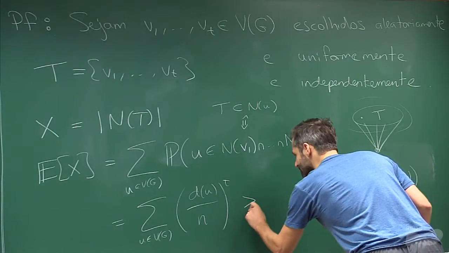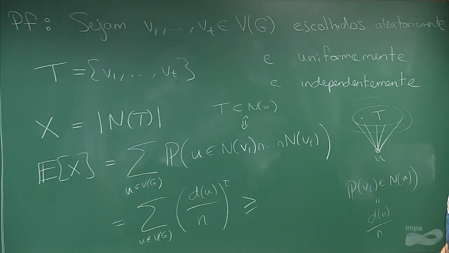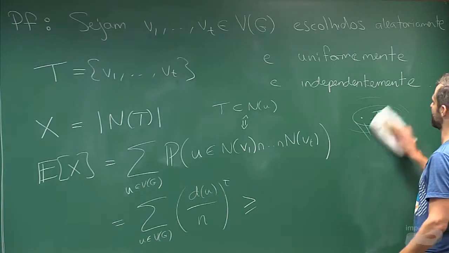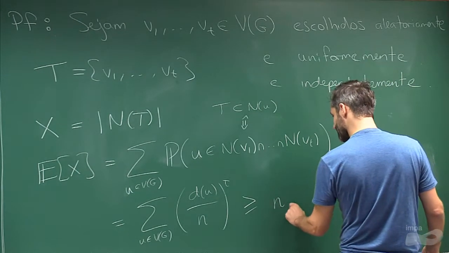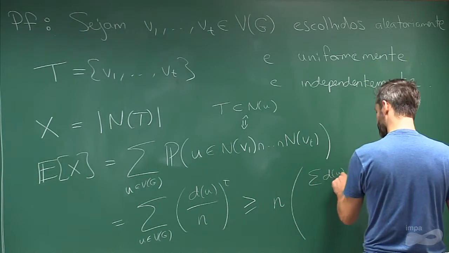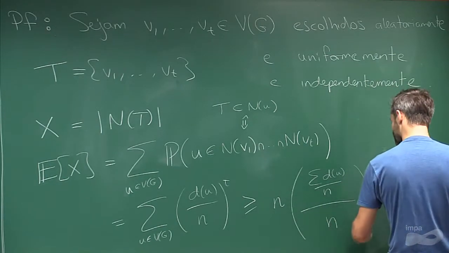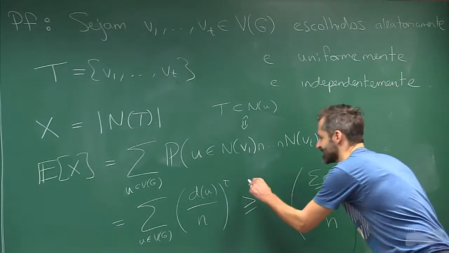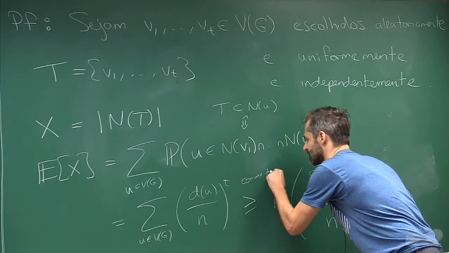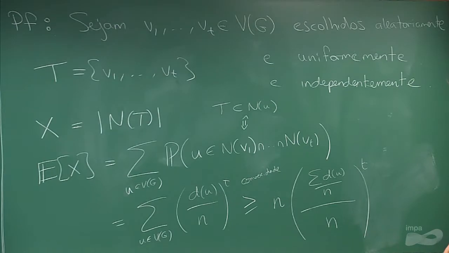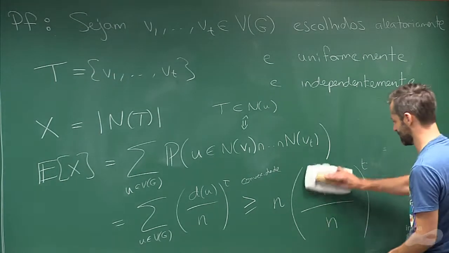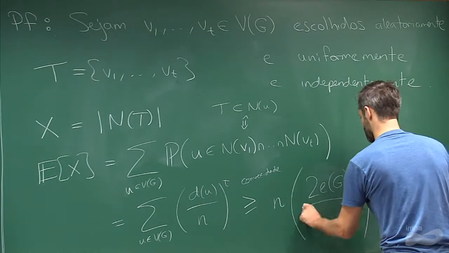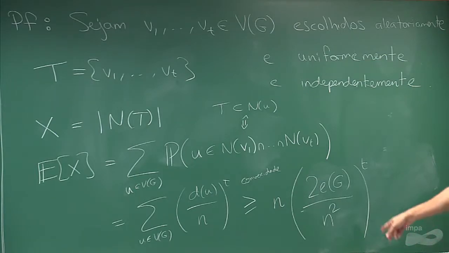And this thing is at least what? Yeah, just by convexity, this is at least n times (sum of d(u) over n)^t. If all the terms are equal, you minimize this; this is convexity, Jensen, whatever. This is twice the number of edges over n. So we have a lower bound on the expected size of X.